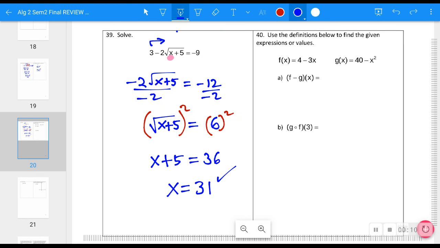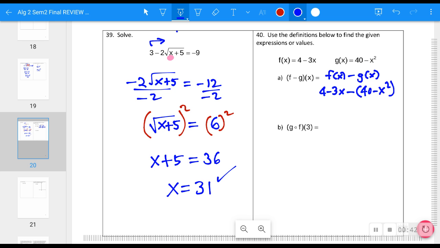Okay, we're picking up on this video with f minus g of x, which is part A here, and that is, by definition, f of x minus g of x, and those are defined right up there. So f of x is 4 minus 3x, and then we're subtracting, and here's where you have to be careful. There's two parts to that expression, so you have to use parentheses here: 40 minus x squared. Okay, we've done the substitution.